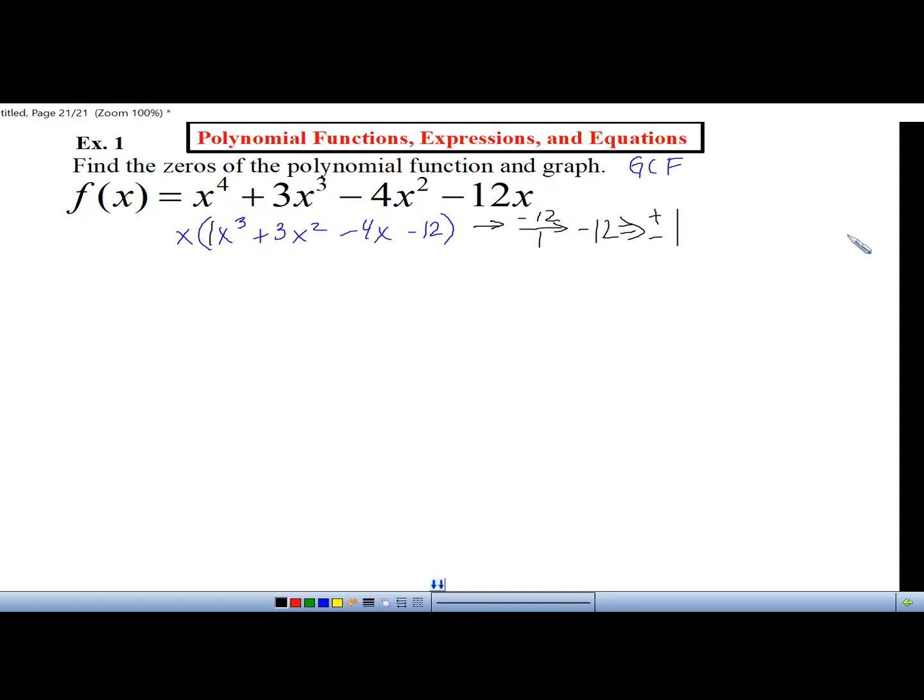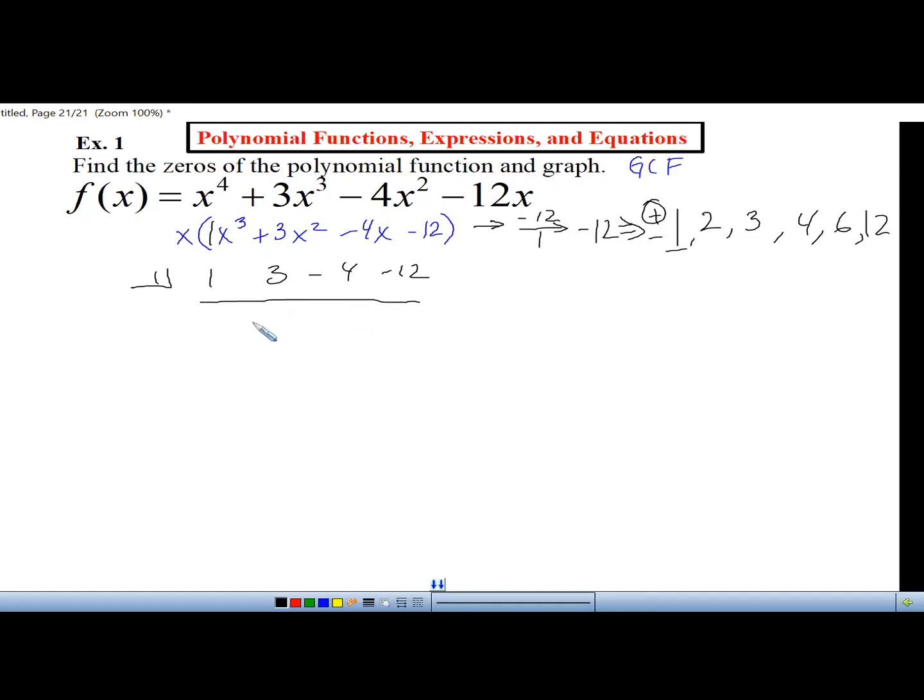So this is -12. So we need to find all factors of 12, positive and negative. Let's start. 1 times 12, 2 times 6, 3 times 4. All of these are factors of 12, plus minus, and any of those could be our 0. But this is for just what's inside, not the x outside. So I'm going to write all my coefficients and constants for this one, which is 1, 3, -4, -12. And I'm going to start with +1 as my divisor.